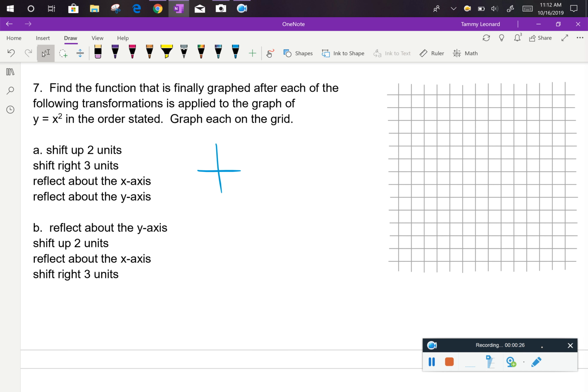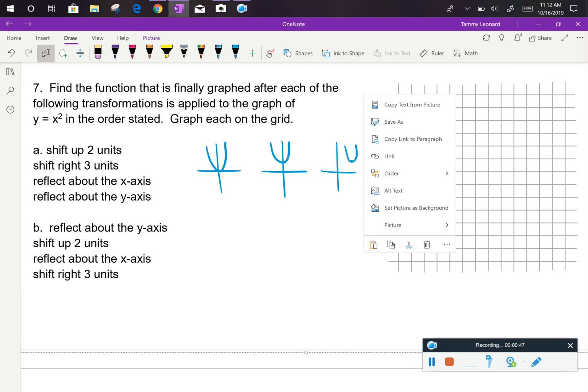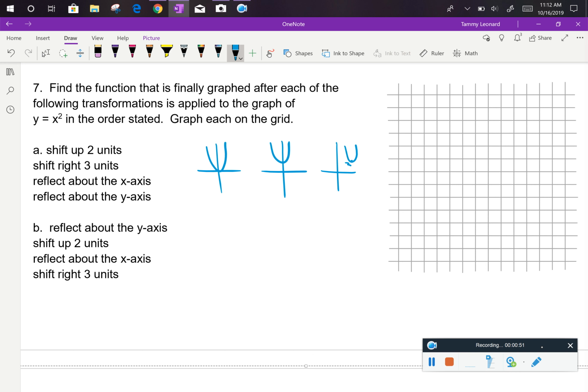So I was here, and I'm going to go here, right? I'm shifting up 2 units. I'm doing a rough sketch to keep track. Everybody's okay? And then it says shift right 3 units. So from there, I'm going to go right 3 units. So what's my vertex right now? 3, 2. Yep. If we're just keeping track of where we're at. Everybody good so far?